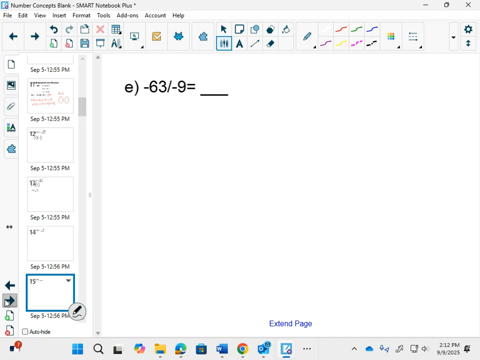From your times table the other day, 63 divided by 9? 9 times what is 63? This is the one that you've got to remember. I think a lot of people had that written down on their paper to remember. It will be 7.